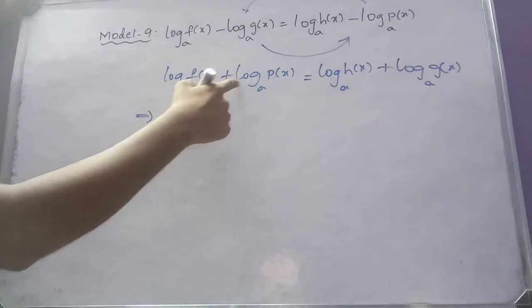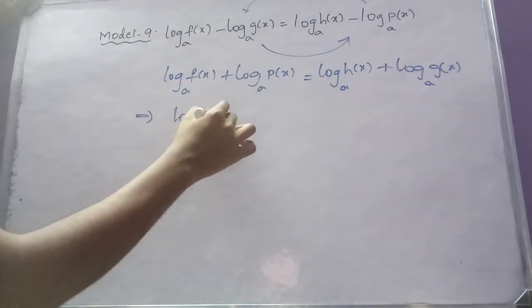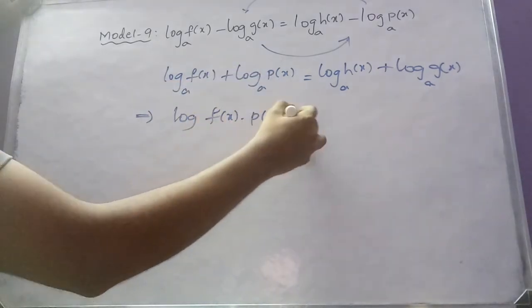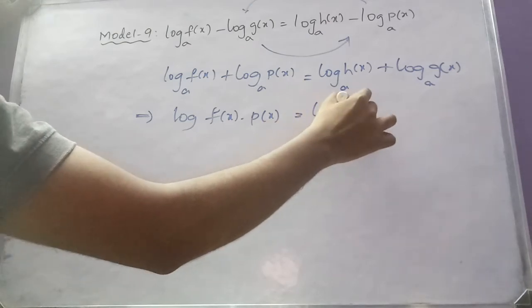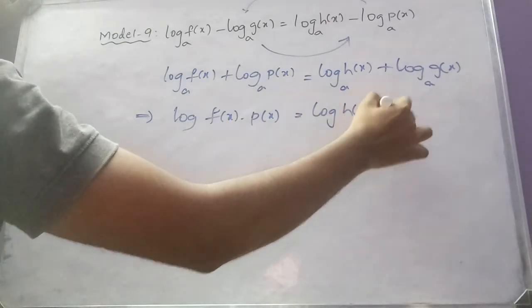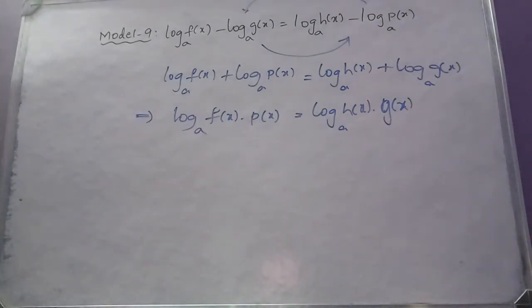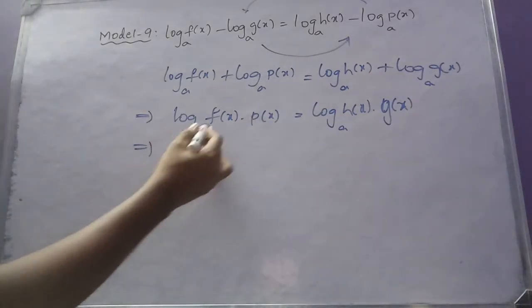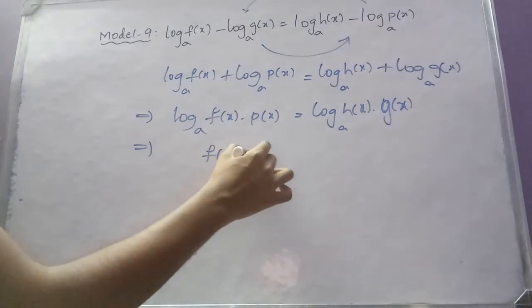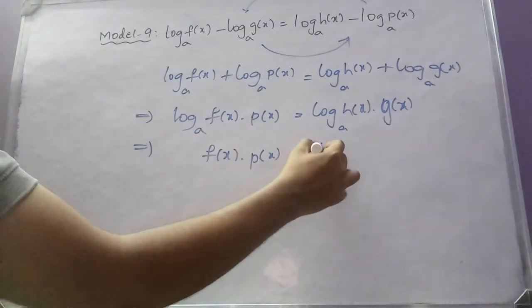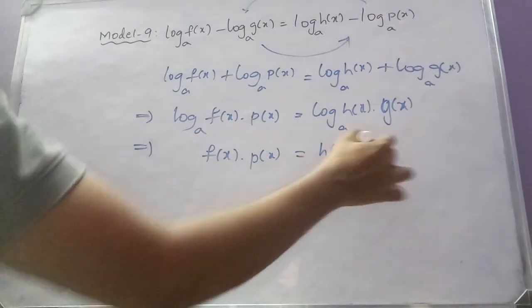Log of f of x plus log of p of x is the logarithm of f of x into p of x. And here, log of h of x into g of x. So now you can ignore log on both sides, and therefore the equation that you are supposed to solve is f of x into p of x is equal to h of x into g of x.